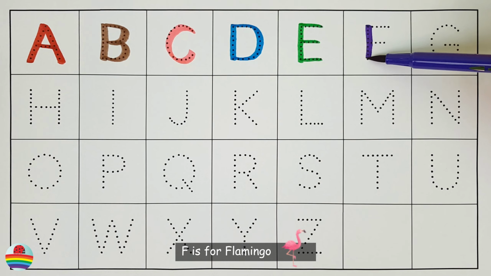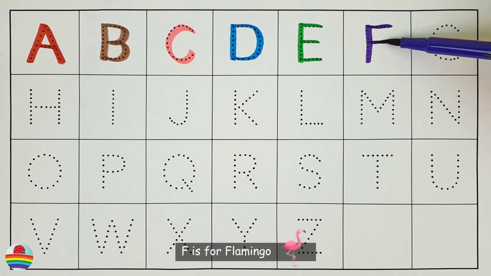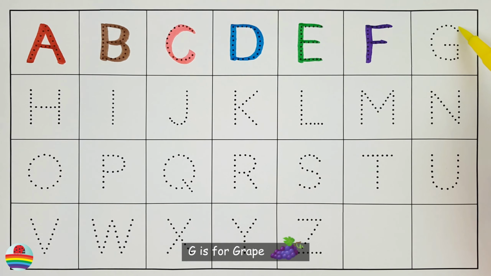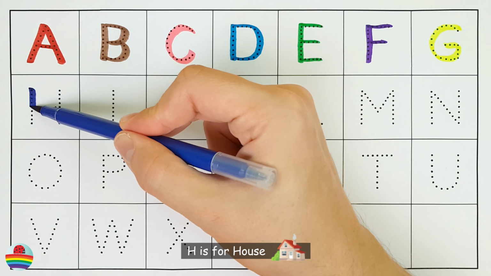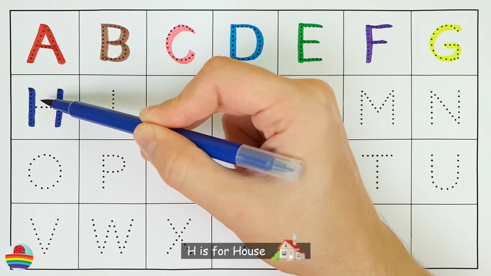F is for flamingo. G is for grape. H is for house.